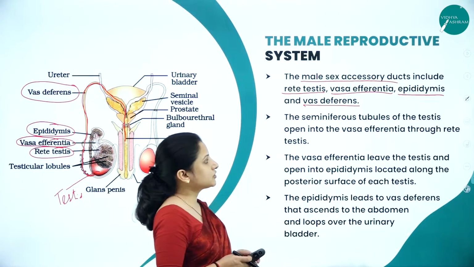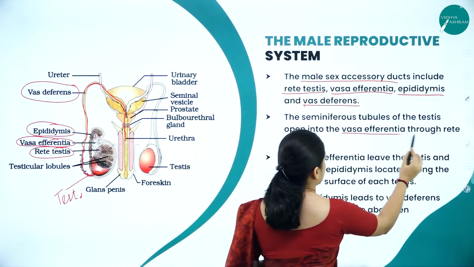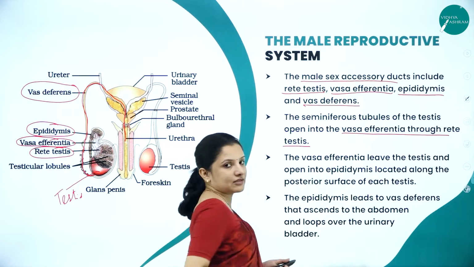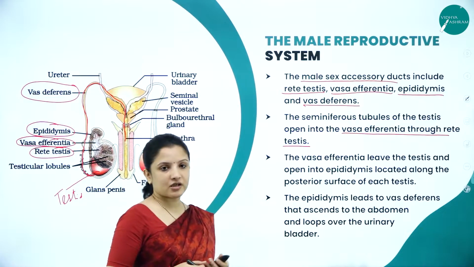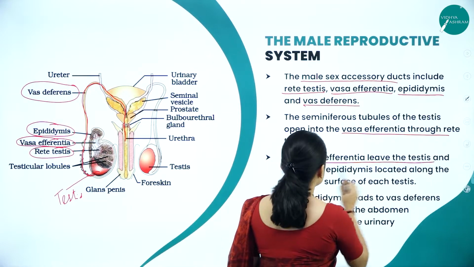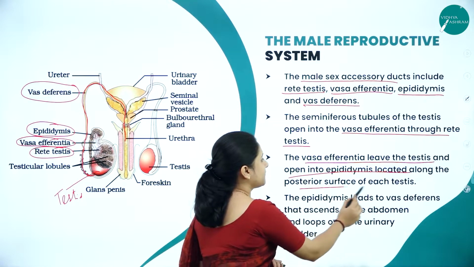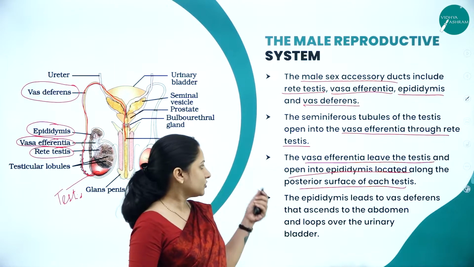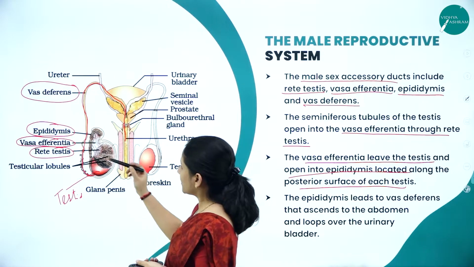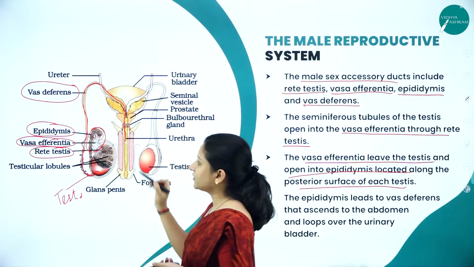The seminiferous tubules of the testis open into the vasa efferentia through the rete testis, as I have shown, and the vasa efferentia leaves the testis and opens into the epididymis, which is located along the posterior surface of each of the testis. So you can see here the vasa efferentia is located posteriorly on the top of each of the testis.